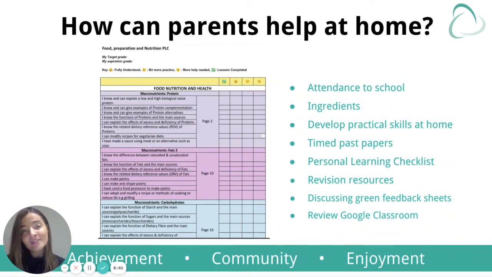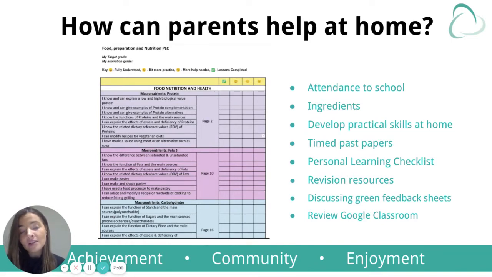Timing past papers is a great way. Just looking on the AQA website will give you a vast array of different past papers that they can have a go at. Timing them, allowing them to reflect on that and being able to review that with you will really, really help their exam technique.